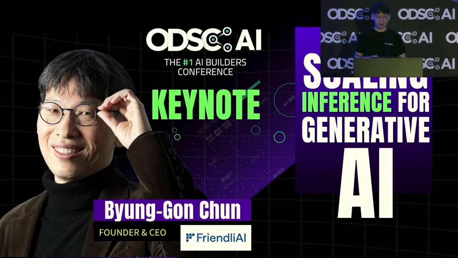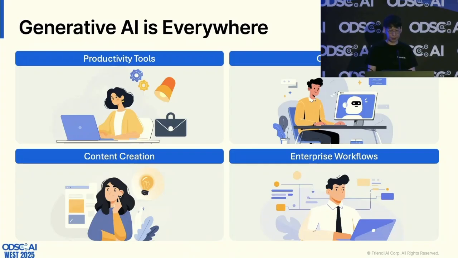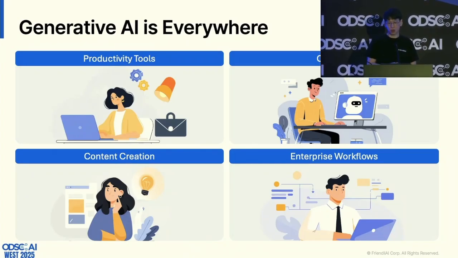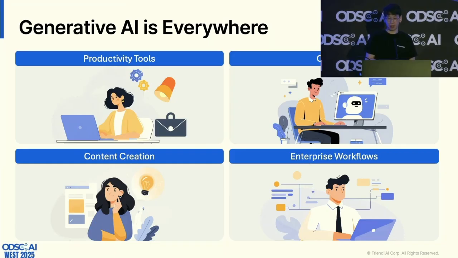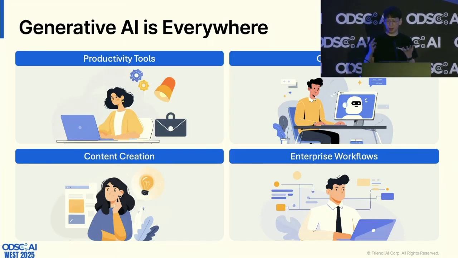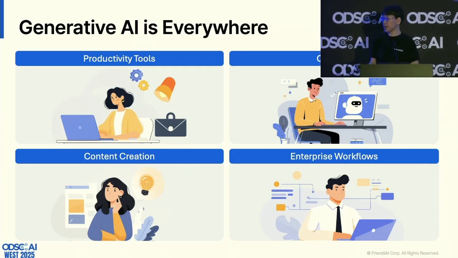I'm Gon. So today I'm going to talk about scaling inference for Gen AI, focusing on optimization techniques and lessons learned. So just a few years ago, Gen AI was mainly a research curiosity. Today it's everywhere, from productivity tools to co-pilots, from creative applications to enterprise workflows. And the rapid rise of powerful open source models also contributed to this transformation, making advanced AI more accessible than ever. But behind every magical product lies a massive computational challenge: inference at scale.